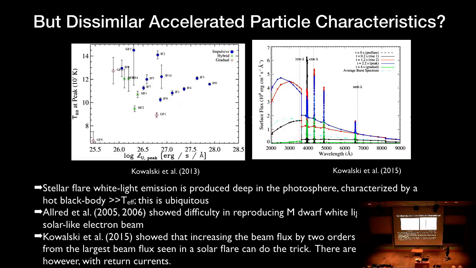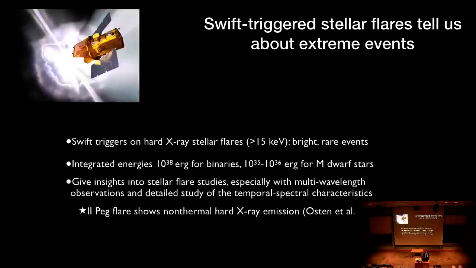The experiments that Adam has been doing have shown that by increasing the beam flux, the amount of energy in the electron beam, by up to 2 orders of magnitude, you can reproduce the observed stellar flare signature. More recently, he's been fiddling with the prescription for the electron beam. And so this is an active area of investigation, I would say, but it's hinting that there might be a difference between flares in terms of how the particles are accelerated, where if you look at the radiated energy, there seems to be a good agreement with solar flares.